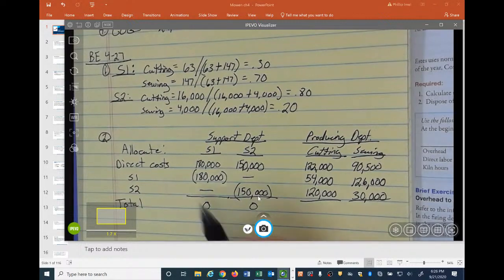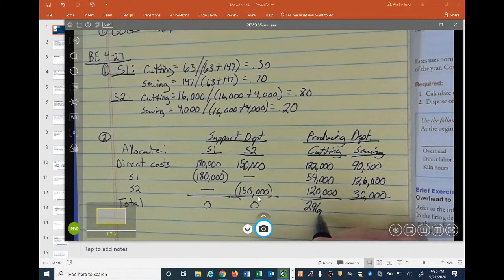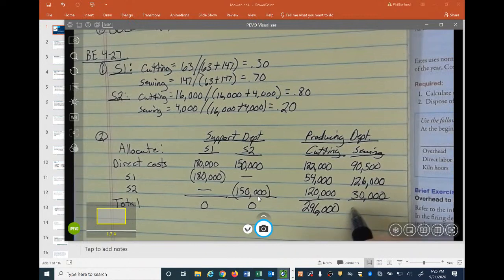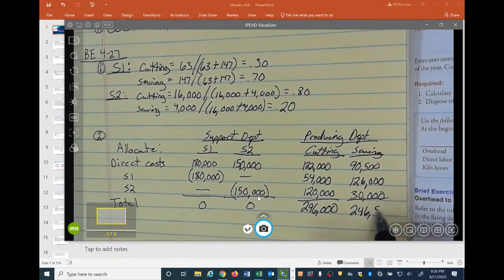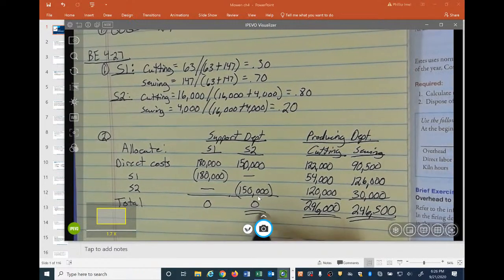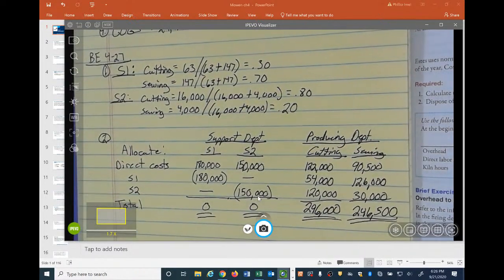Okay, then obviously we just sum them up. 180 less 180, 0. 150 less 150, 0. Add these up, 296. And then add these up, 246.5. Make sense to everybody?